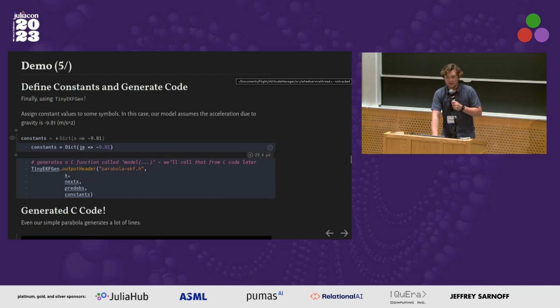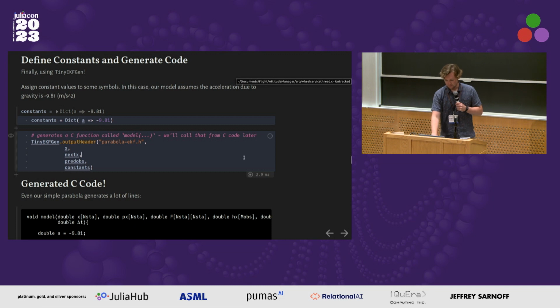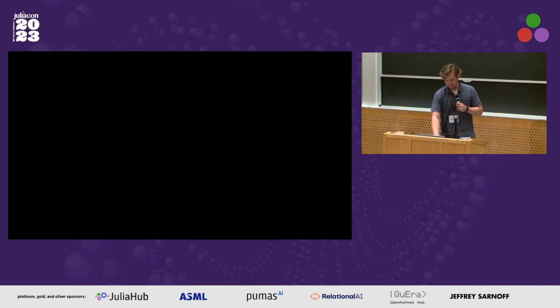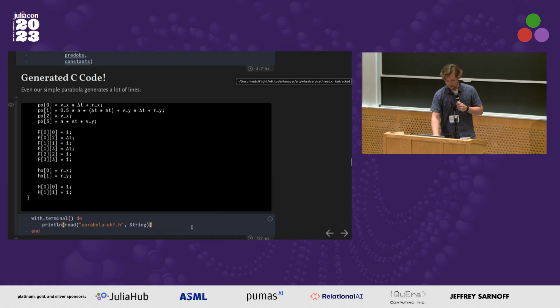I'm going to define acceleration due to gravity to be a constant, give it a 9.81. And then this is the call to the TinyEKFGen package. Just need to give it the current state, future state, predicted observations, and any constants that we might want to have in our expressions. This is going to populate a file of our choosing with this function model. And it's very quick. It'll do all the derivatives for us. We can take a look at that right here.